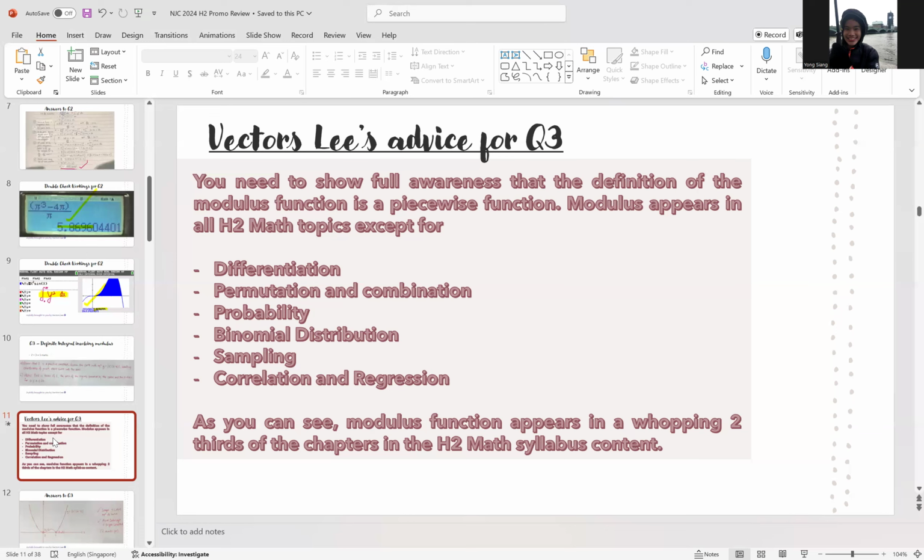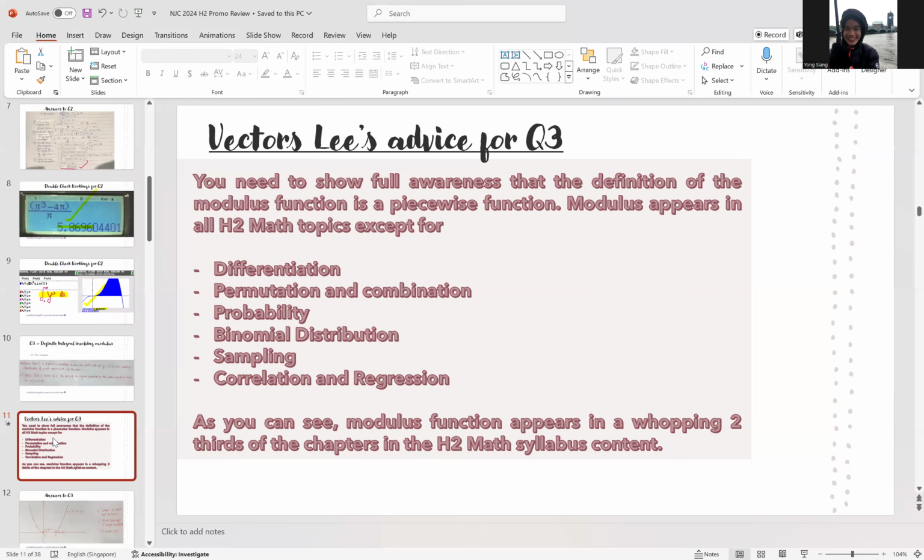Your modulus function, you must know. Otherwise, if you go for the exam without knowing the modulus function, I can assure you, you are doomed. I say again, if you do not know your modulus function, you are doomed. And you can kiss your A and B goodbye. So please know your modulus function very well and what the piecewise function really means.